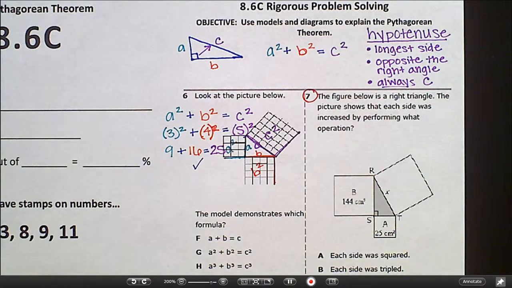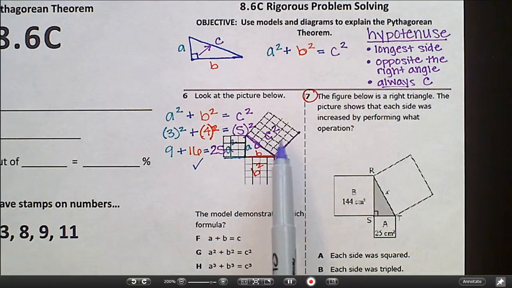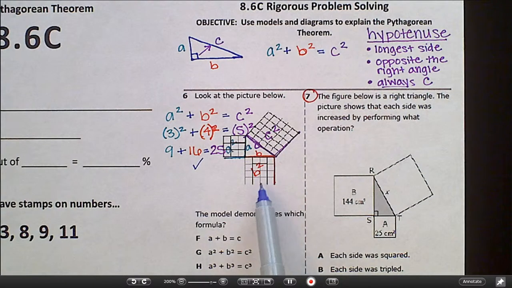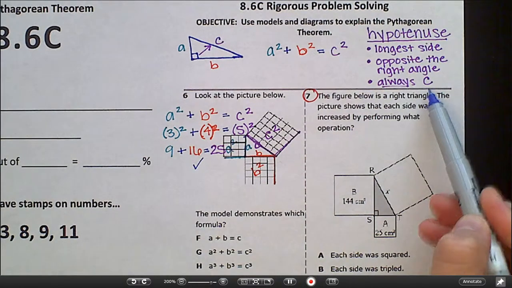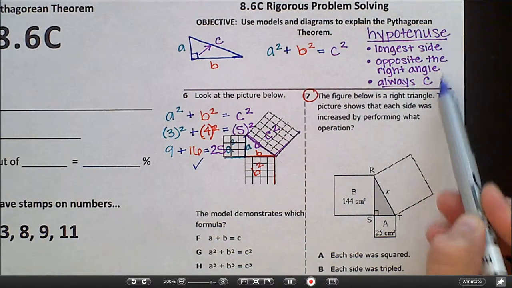Now normally, you wouldn't be given all of the numbers. Normally you would be solving for something. Either we're given A and B and we need to find C, or maybe we're given A and C and we're looking for B. It doesn't matter. We're always going to use the same formula. And remember that C is always the hypotenuse or the longest side.